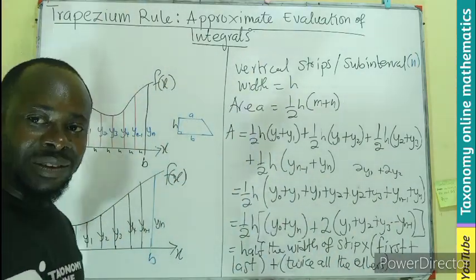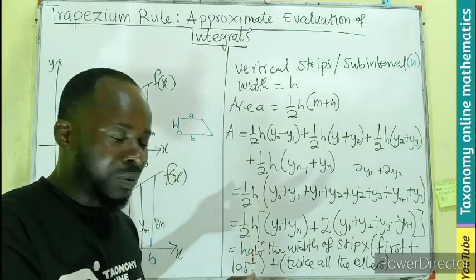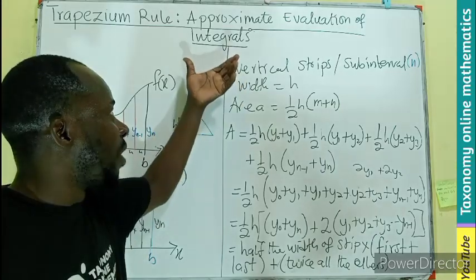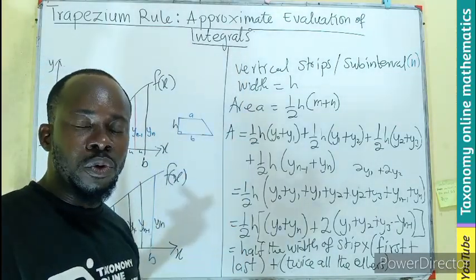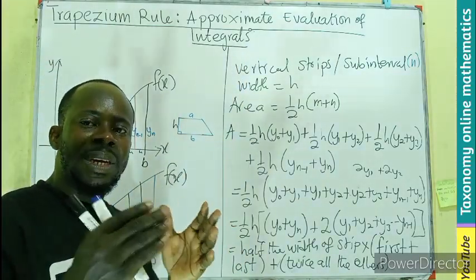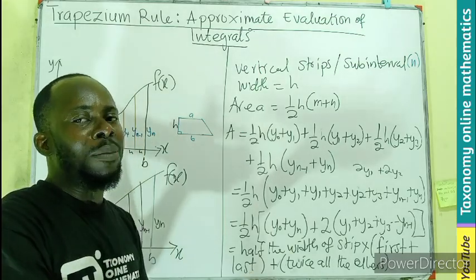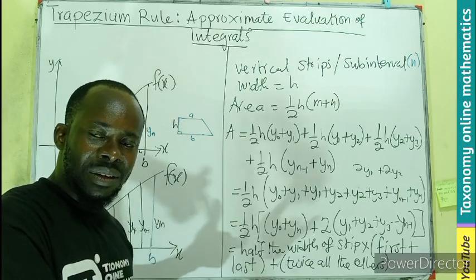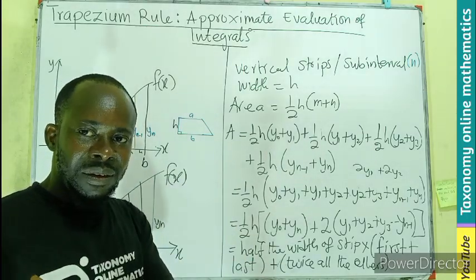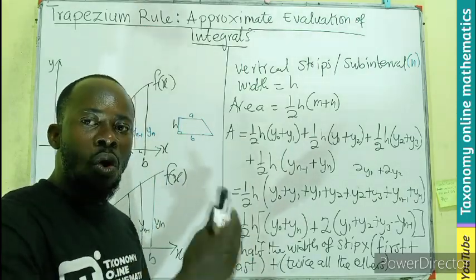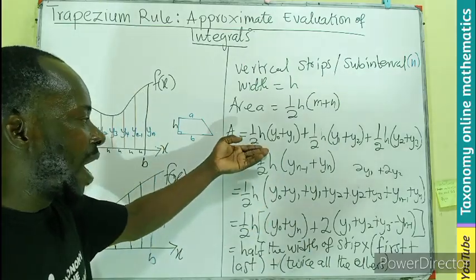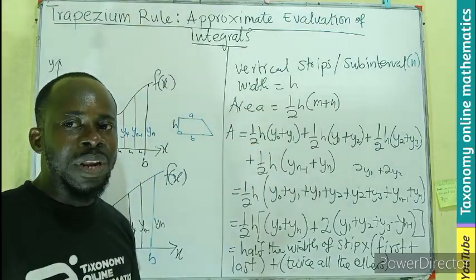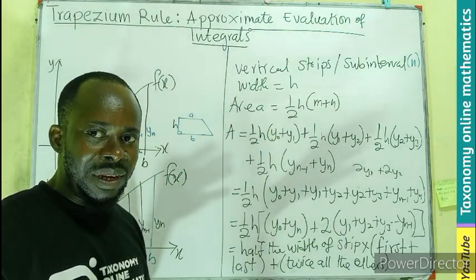So we can pick this as an acronym or mnemonic. If I'm looking for the area that is going to be approximated using the trapezium rule, it is just going to be half the width of the stripe, that is the edge, multiplied by the first plus the last plus twice all the others. So you can see if I have a lot of intervals, I will just pick the first and last, then twice the remaining ones in the middle. I guess that concept is clear.